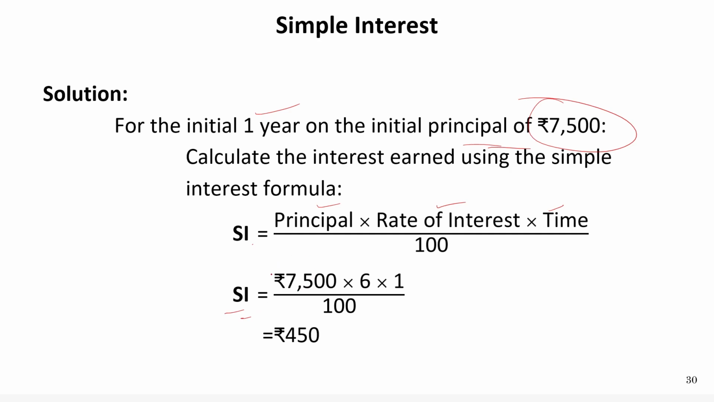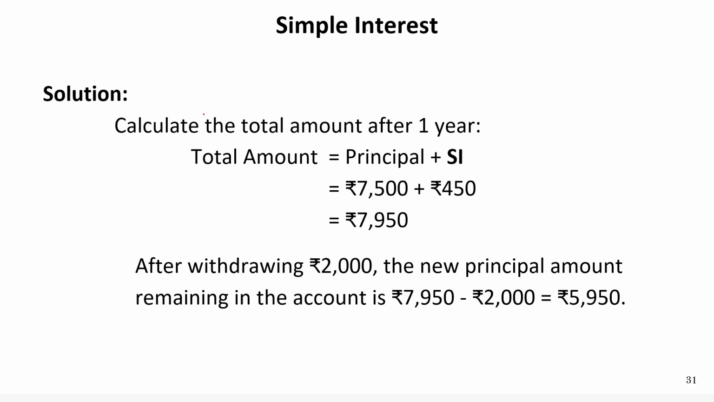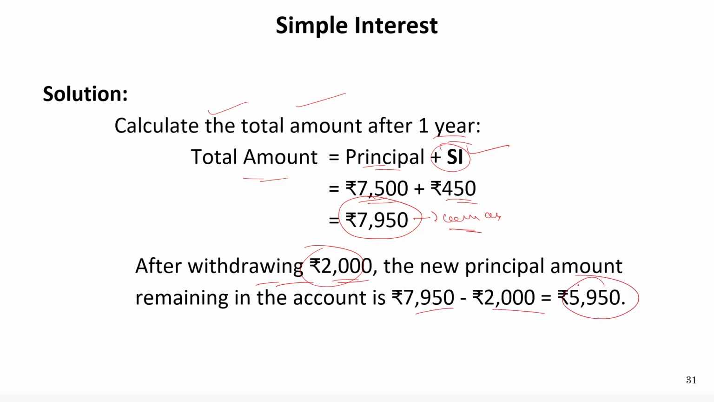So SI is equal to what? 7500 into 6 into 1, whole by 100, using this formula. We have just put the data into the formula. So what we are left with is 450. Calculating the total amount after 1 year: total amount is equal to principal plus SI. Principal is 7500 plus SI is 450, so 7950 is the correct answer. After withdrawing, he withdrew 2000. Then the new principal amount will be 7950 minus 2000 is equal to 5950. Correct answer.